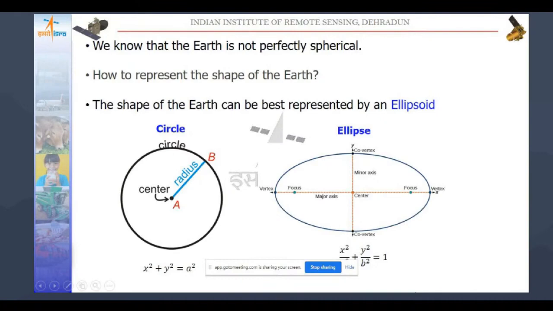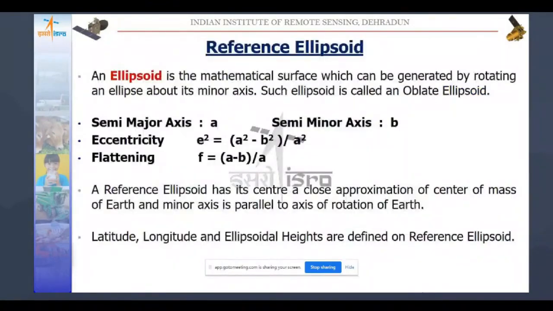Okay, and our Earth is best represented by an ellipsoid. That ellipsoid is a mathematical surface which can be generated by rotating an ellipse about its minor axis. Such an ellipsoid is called an oblate ellipsoid. We represent the ellipsoid by these parameters: semi-major axis, semi-minor axis, eccentricity E, and flattening coefficient F, which is (a minus b) over a.